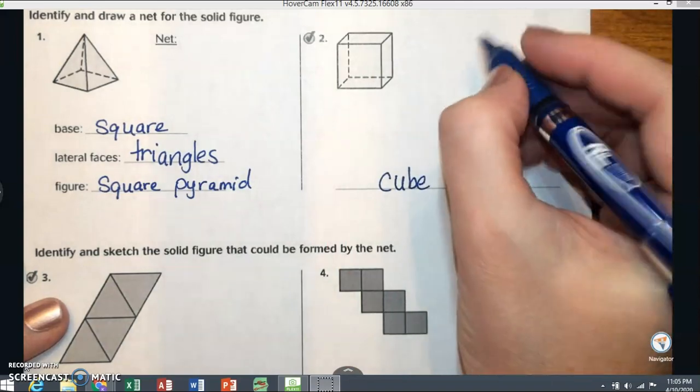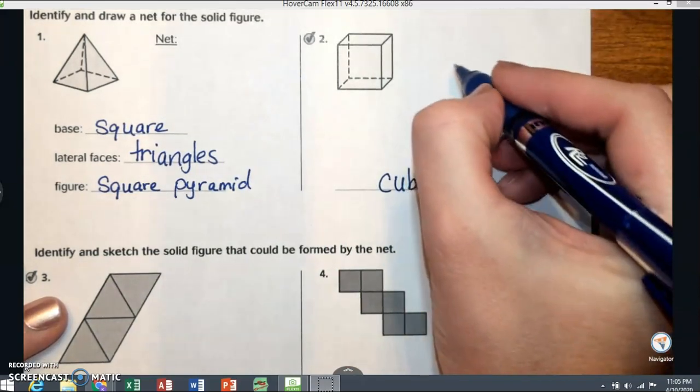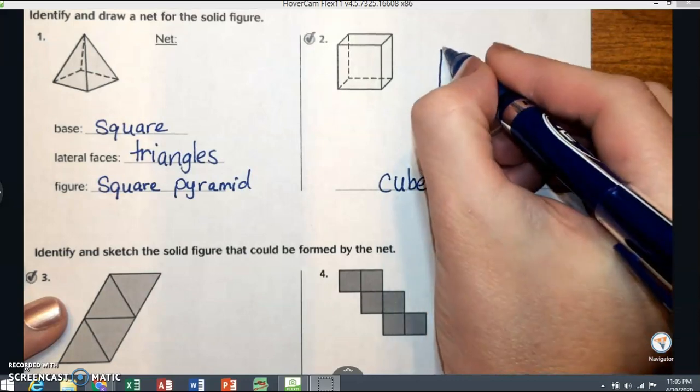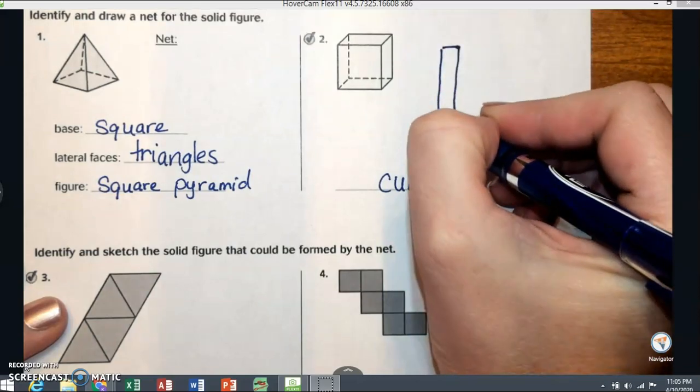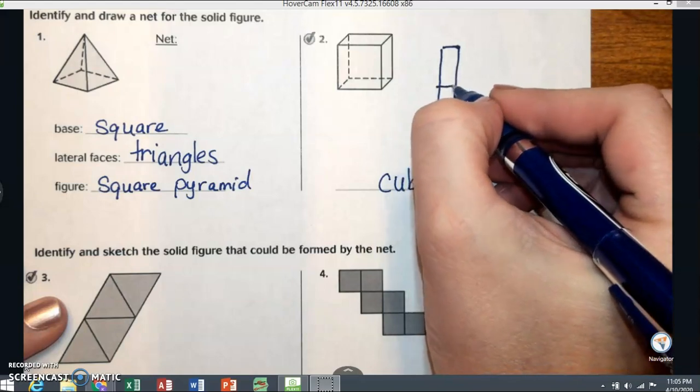So we've got to draw the net for the cube. Now, there are many different ways to draw the net, but typically the easiest, and the way I typically do it, is just to make a cross.